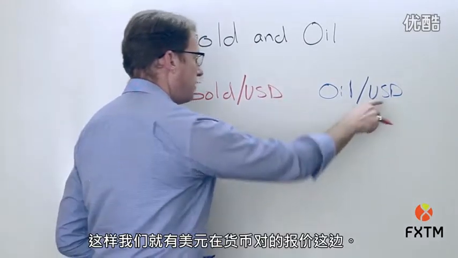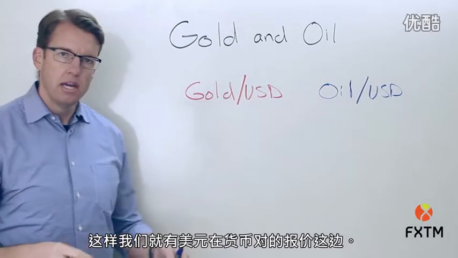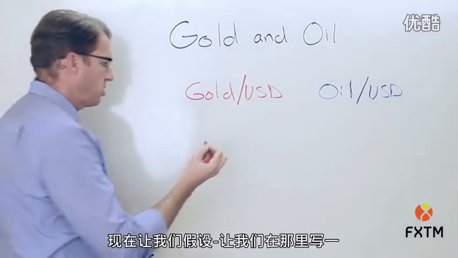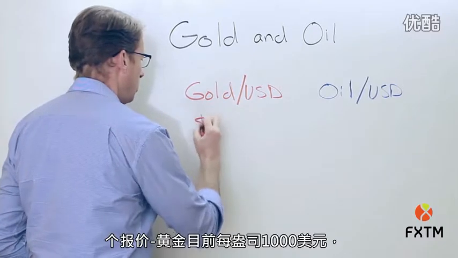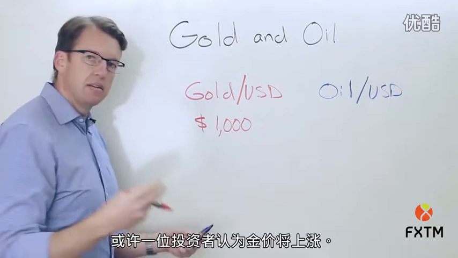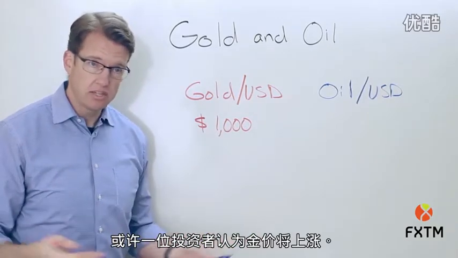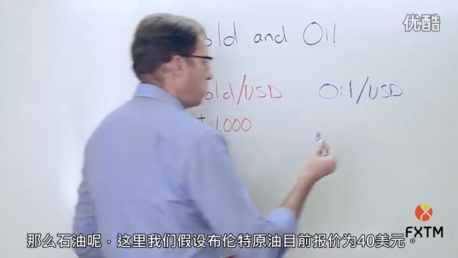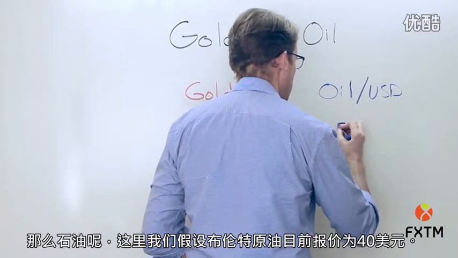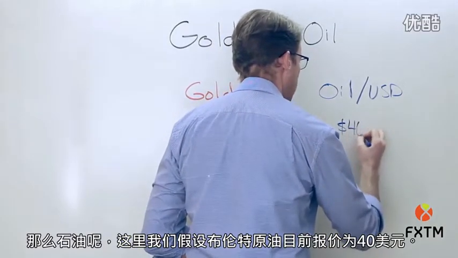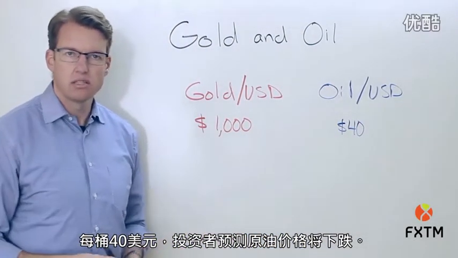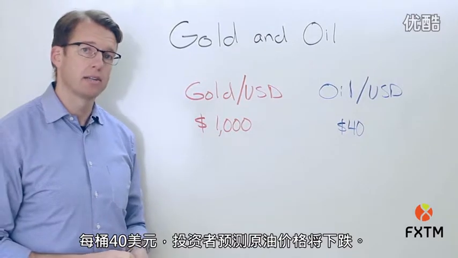So here I have the dollar, of course, over on the quote side of this pair. Now let's imagine, so let's put a quote up there. Let's imagine that gold is currently trading for $1,000 an ounce, and perhaps an investor thinks that gold is actually going to improve in value. And what if oil, and here we'll say Brent crude, is currently priced at $40 even per barrel, and an investor thinks that prices in the oil market are actually going to go down.